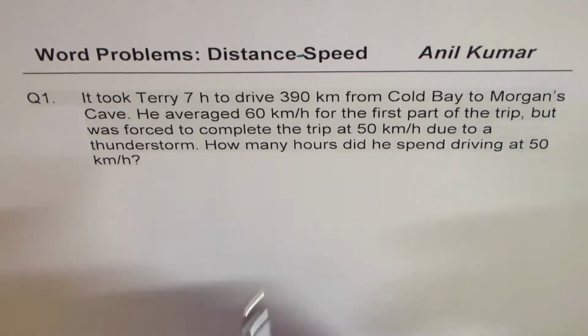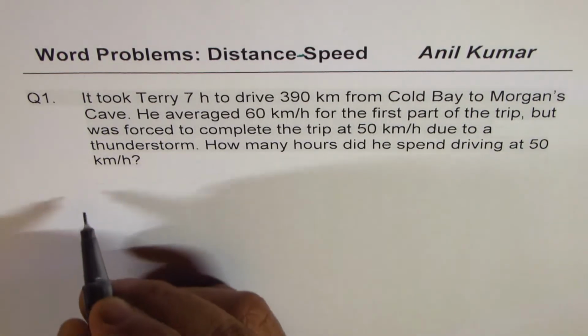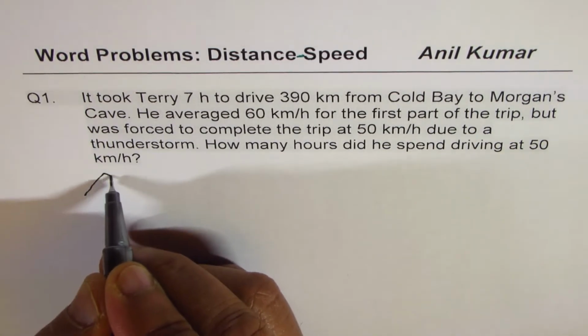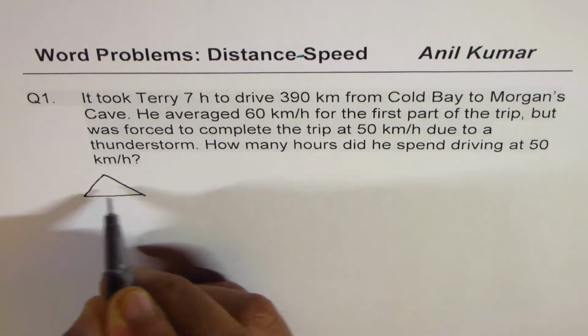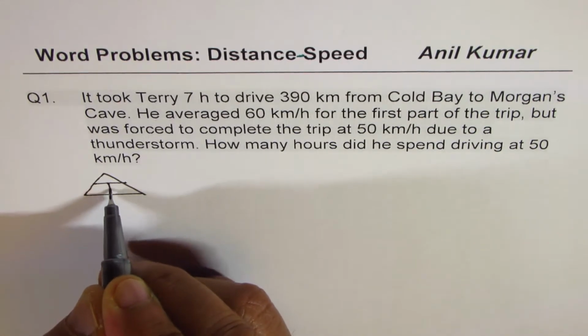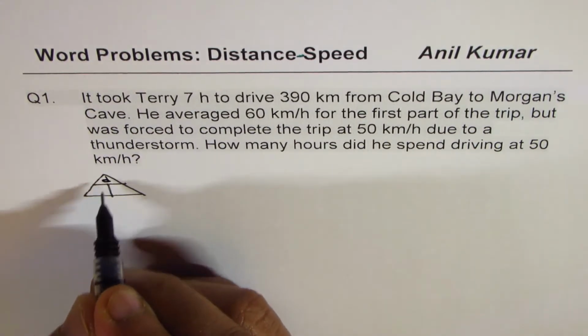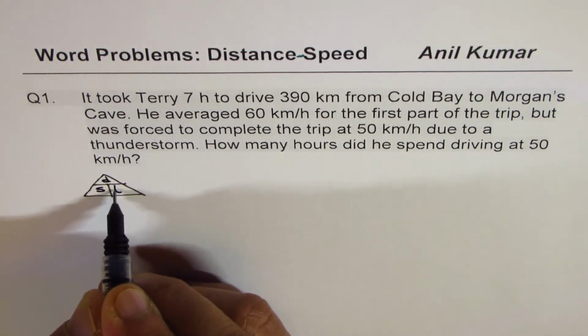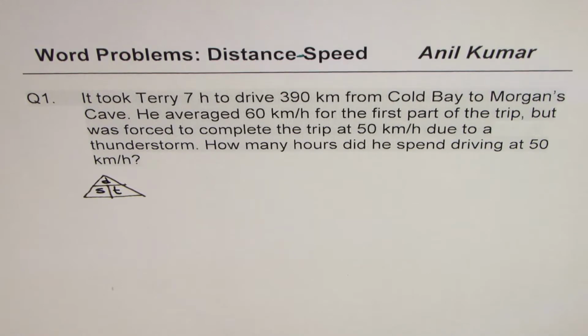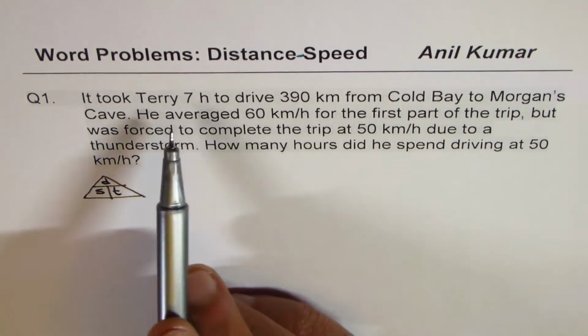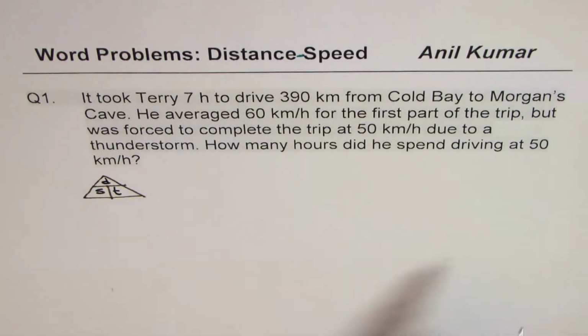You have to take care of two things. One, you should know the relation between distance, speed and time. I'll put this with the help of a triangle, easy for you to remember. Distance is speed into time. So that's the triangle. Next, I will also use a table to display all the information given to us.